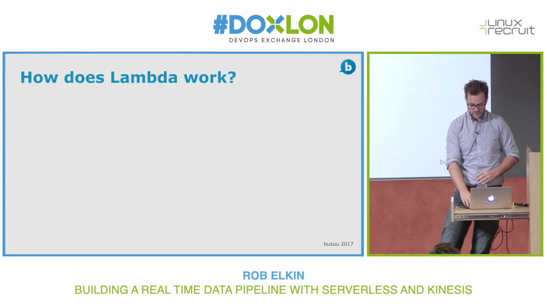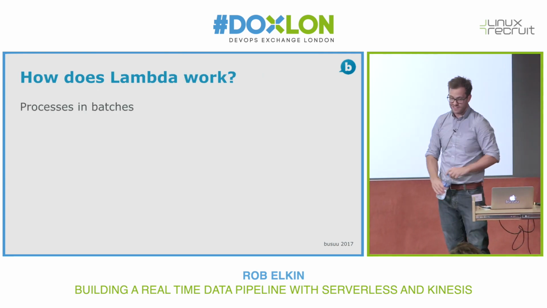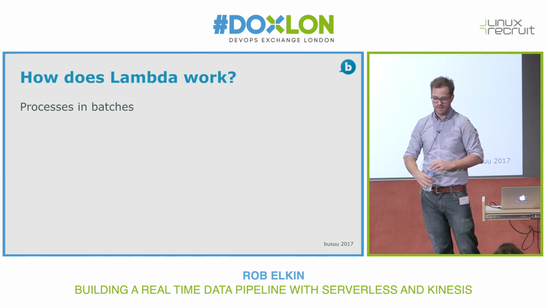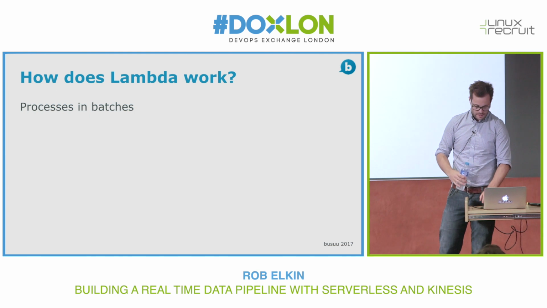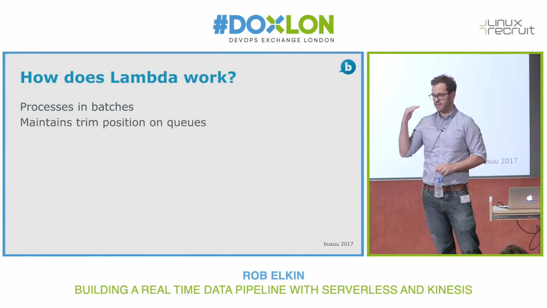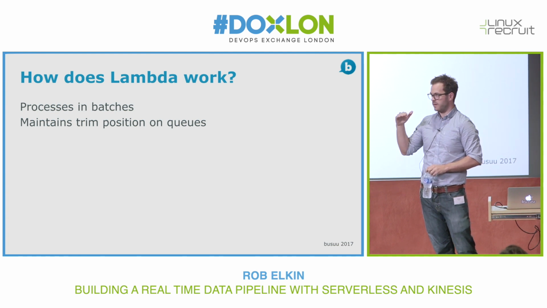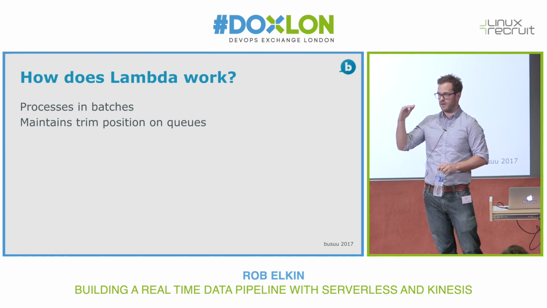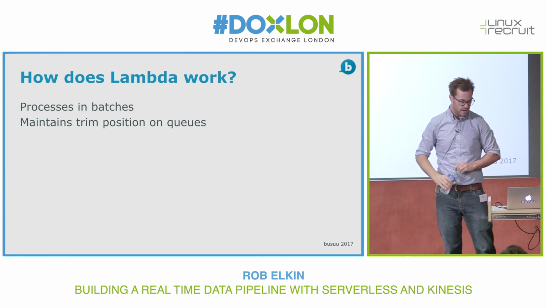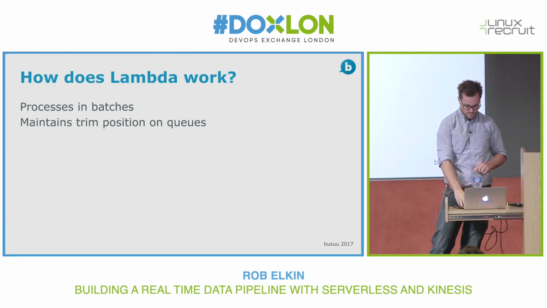How does our Lambda work? It processes in batches, so it pulls off of the Kinesis queue in batches of probably, I think, about 100 at a time. So Lambda will maintain the trim position, so it will maintain the last thing that it saw on the queue. So if it gets backed up, it will just process through in real time as much as it can.